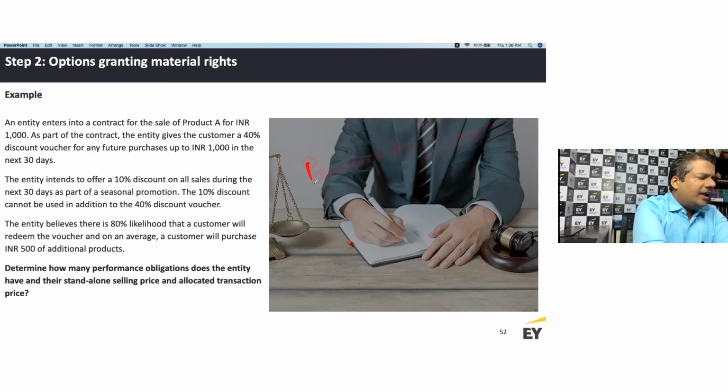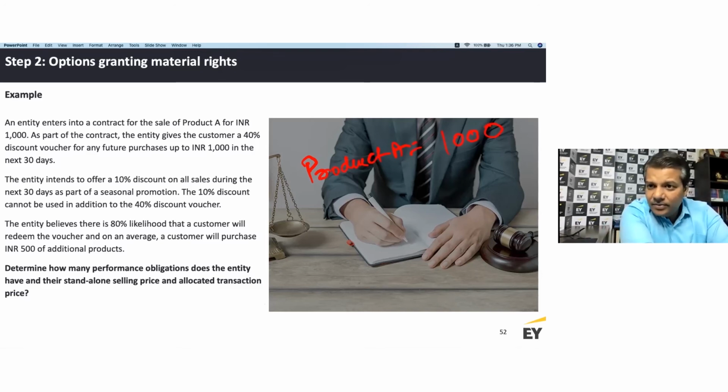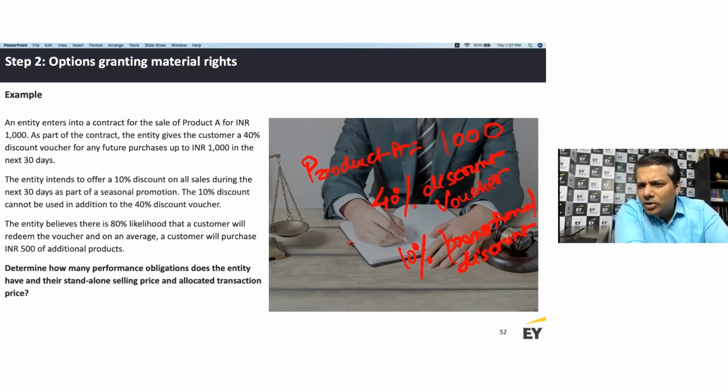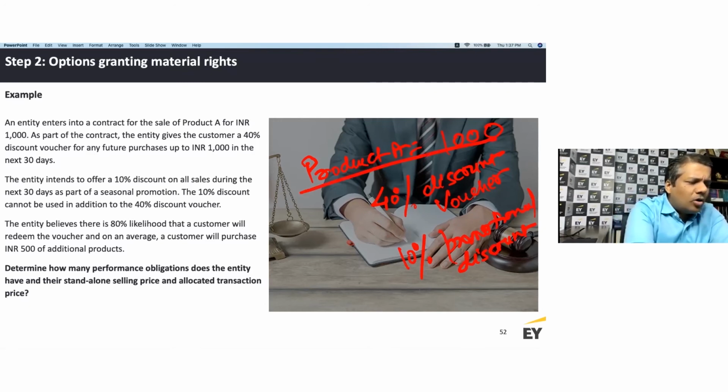Now think about this. What am I doing? I'm selling a product A. What am I doing along with this product A, which you are buying? I'm saying I'm going to give you a 40% discount voucher for any future purchase up to 1,000 rupees. So in future, if you buy 1,000 rupees worth of goods, you only have to pay 600. However, I'm anyway going to run a 10% promotional discount for anyone and everyone who's going to buy 1,000 rupees worth of goods from me in next 30 days. So whether I enter into this contract or not, this 10% anyway is available.